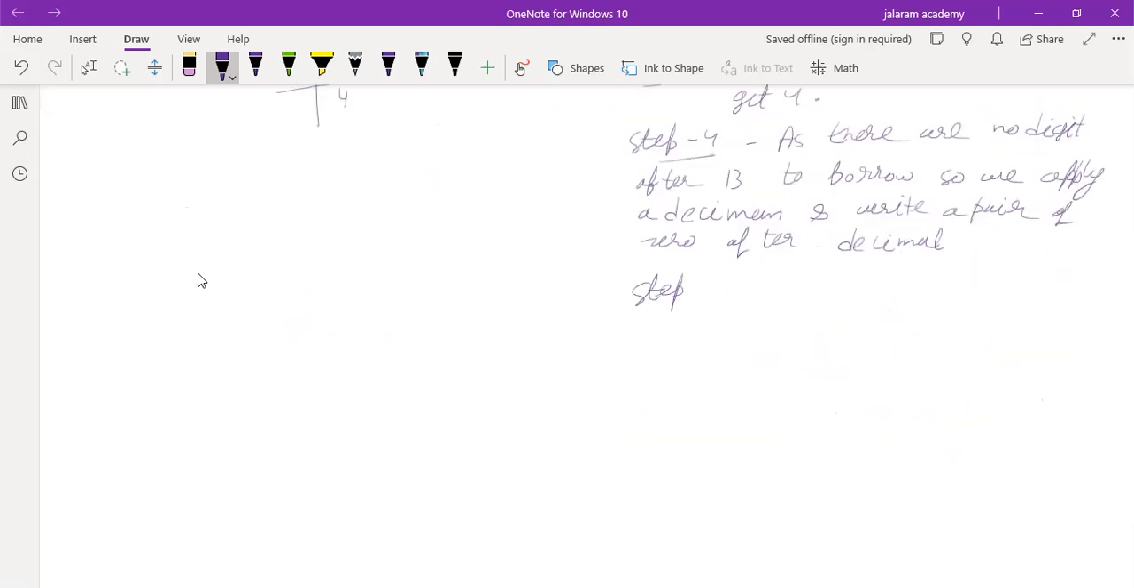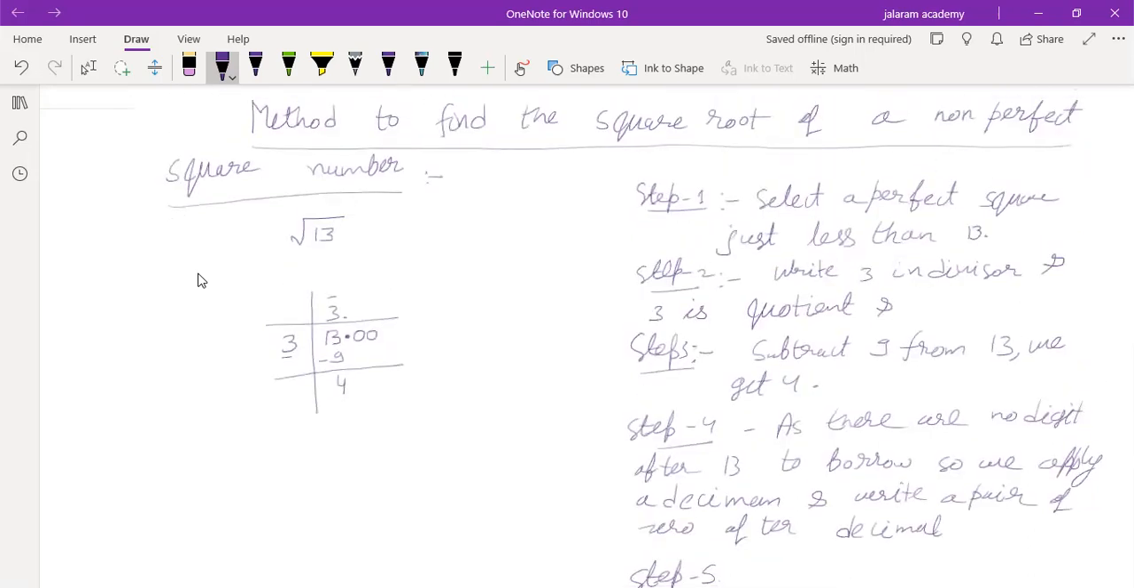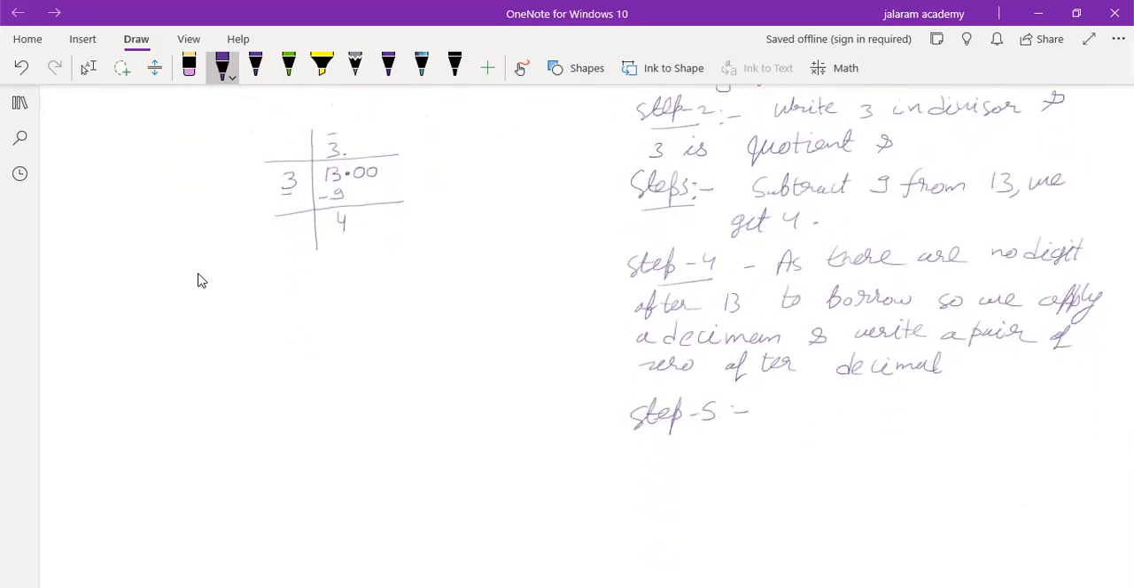Step 5. Decimal is applied after 3 in the quotient also. Decimal is marked after 3 in the quotient also. And step 6 is very important.